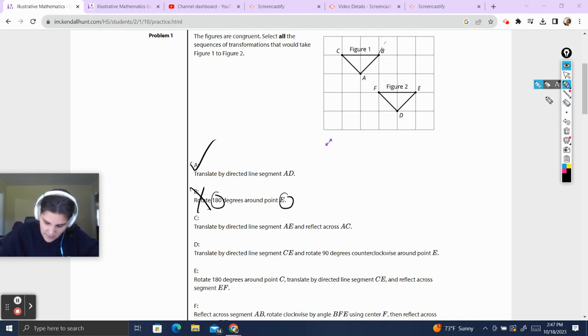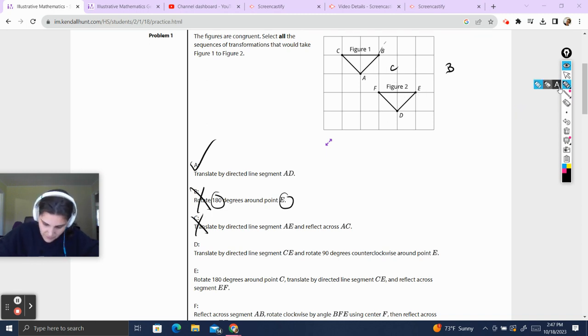C, translate by directed line segment AE. So we're going to translate it by this line segment, which is going to bring the triangle right about over there. Remember, always bring your points with you. And then reflect across AC. Well, if we reflect across AC, it's going to come down there somewhere. So nope, that doesn't work.